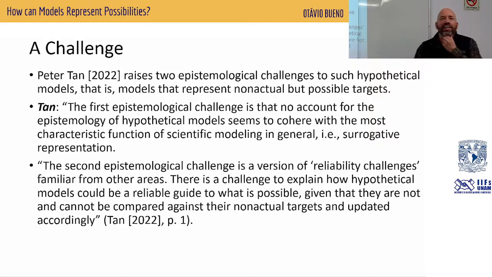The second one is a version of the reliability challenge, familiar from other areas. And Tan says there's a challenge to explain how hypothetical models could be a reliable guide to what's possible, given that they are not and cannot be compared against known actual targets and updated accordingly. So you cannot even explain the possibility of representing things because they're representing things that don't exist. So how can you tell that they're representing well? Right? So these are the two challenges.